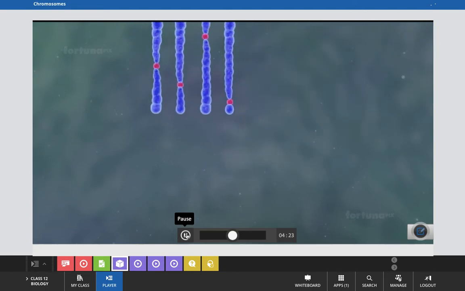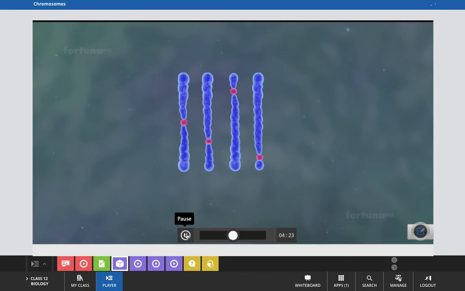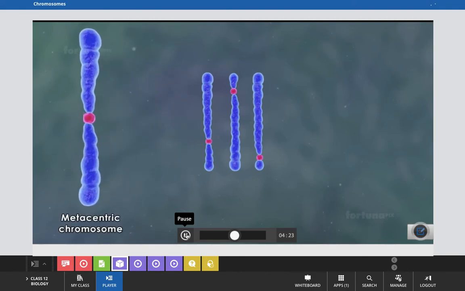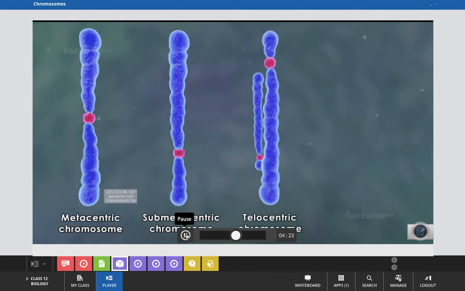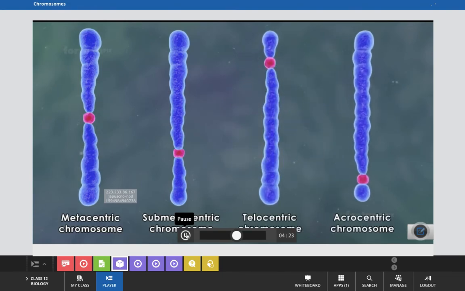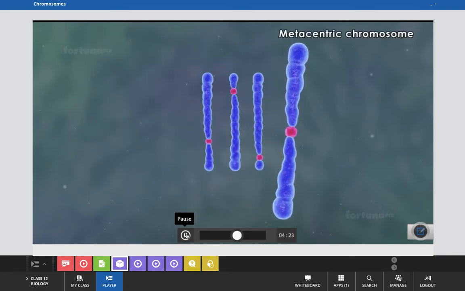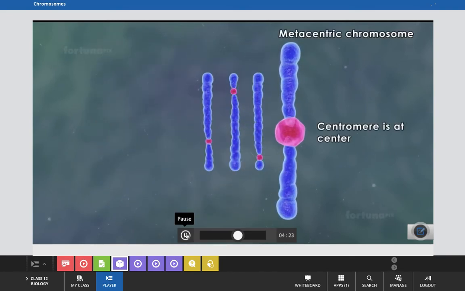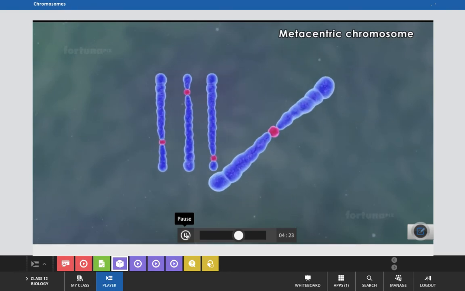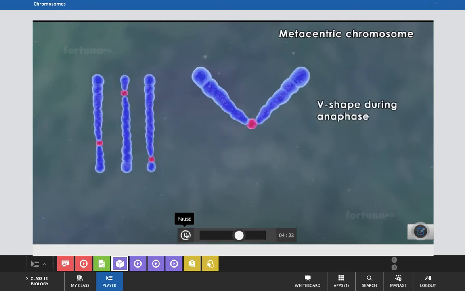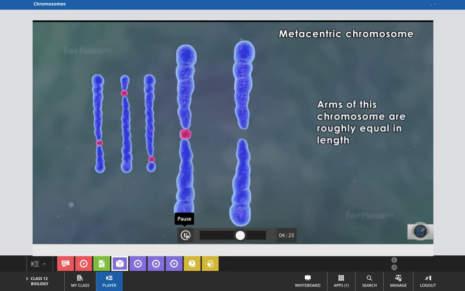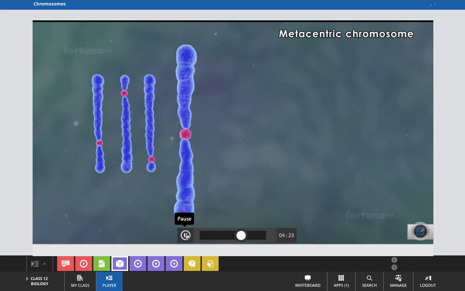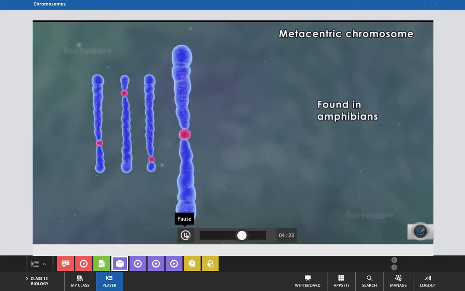Based on the centromere positioning on monocentric chromosomes, they may be categorized as one of four types: metacentric, submetacentric, telocentric, or acrocentric. In metacentric chromosomes, a centromere is centrally located. This gives the chromosomes a typical V shape that is seen during anaphase. The arms of this chromosome are roughly equal in length. Metacentric chromosomes are found in amphibians.